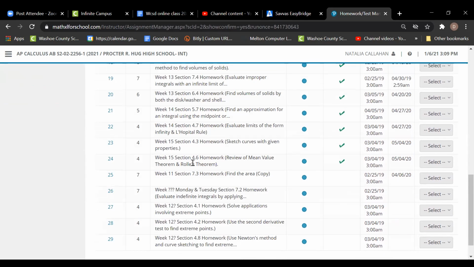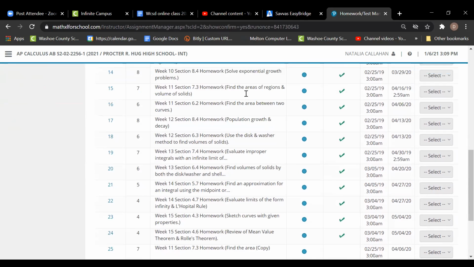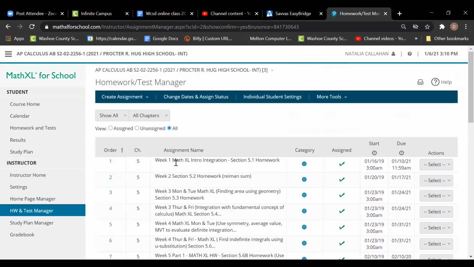And after that, we stop at week 15, because right around week 15 you will have your AP Calculus exam, and that is basically it. From week 15 there is no more homework assignment, and we'll just end there. So make sure you start working on week 1, the intro to integrations on Math Excel. Keep in mind that Math Excel is the only homework assignment that you have.